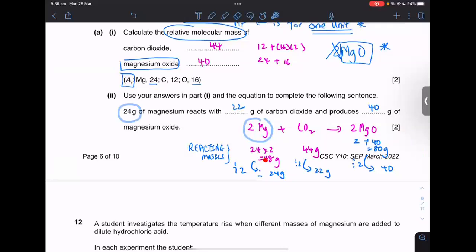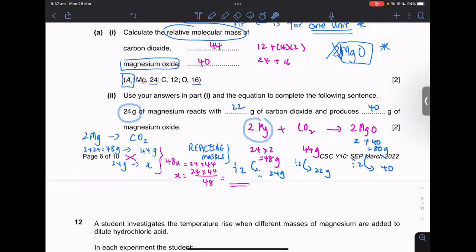You only want 24 grams, so you divide that by 2, and then you divide that by 2. You can do the cross multiply method. The 2 Mg going to CO2. So 2 times 24 is 48 gram, giving you 44 gram. So 24 gram is X. And you know about cross multiply because that one is also your mathematics. So 48 times X equal to 24 times 44. So you just move the 48 to the other side and you will get the exact same answer as 22 grams. And you do the same thing with magnesium oxide and you will be fine.